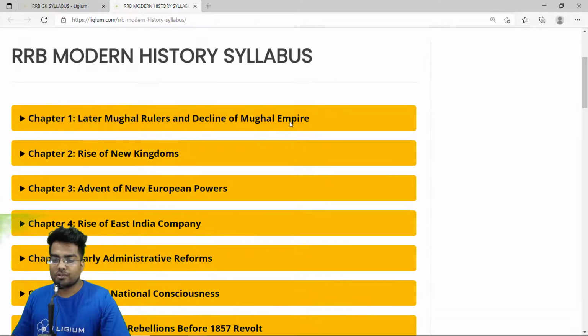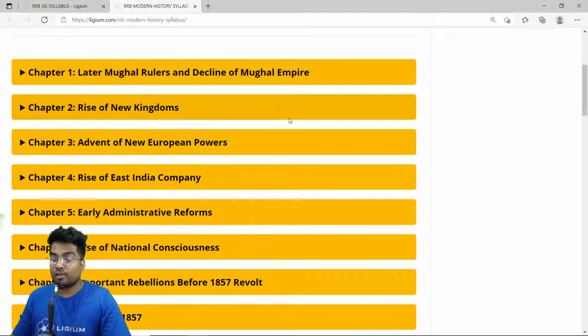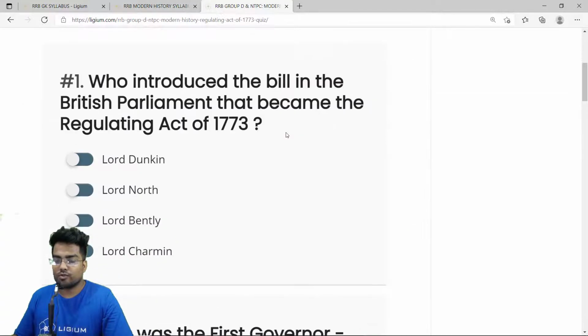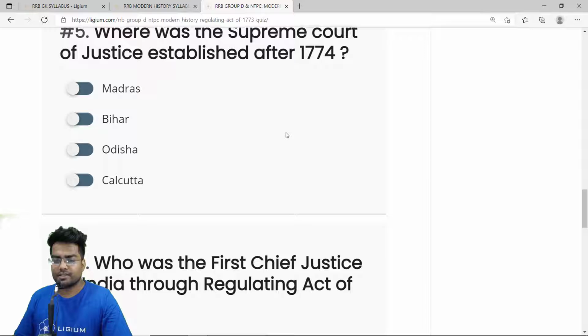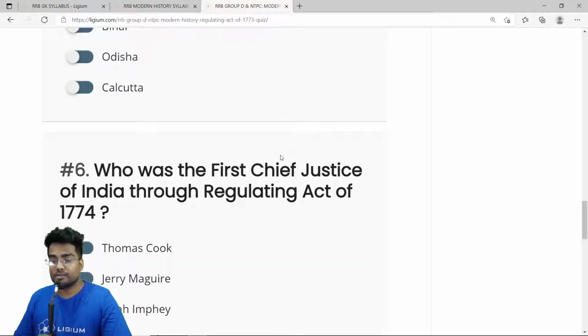Okay, so these are the chapters on modern history. Now the Regulating Act of 1773 is a part of early administrative reforms. Technically it's early constitutional reforms, but for RRB, I just managed to mix things up. So we are going to click on Chapter 5, Early Administrative Reforms. Okay, so we have these questions. There are around 5 to 6 MCQs. There are actually 6 MCQs.